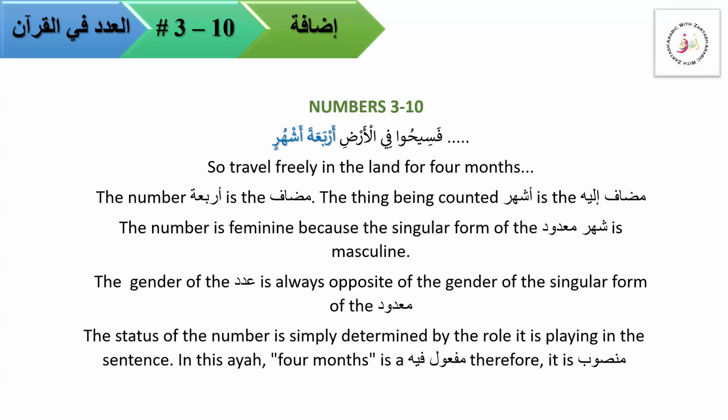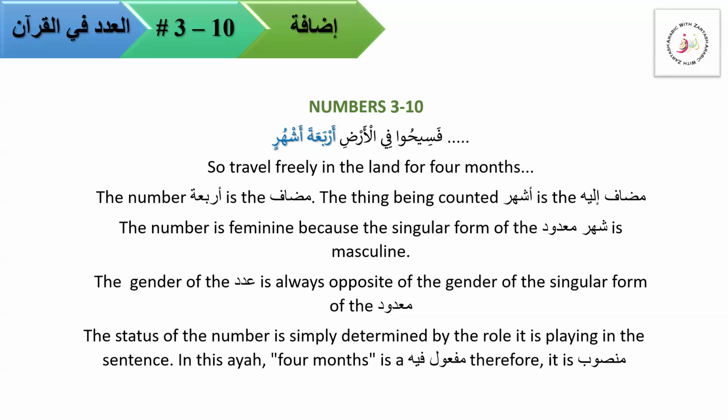So we know that the number is feminine. Why? Because the singular form of the madud, ashhur, is shahr, and that's masculine. The other point that we need to remember for numbers 3 to 10 is that if the singular form of the madud is masculine, the number is going to be feminine. The number is going to take the opposite gender of the singular form of our madud. So the gender of the adad is always opposite of the gender of the singular form of the madud.